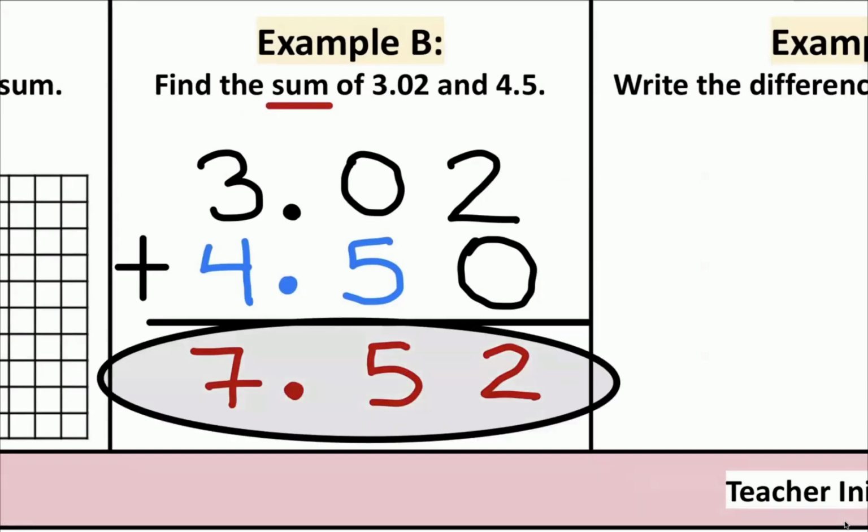If I'm estimating, I can say, okay, well, 3.02, I can round that to 3, plus 4.5, I can round that to 5. And 3 plus 5 is 8. Is 7.52 close to 8? Yeah. If I had $7.52, that's close to $8. So I'm on the right track.